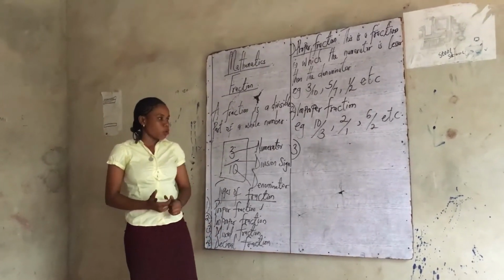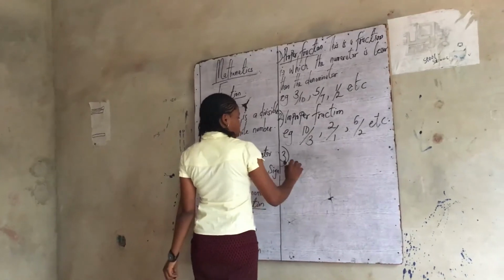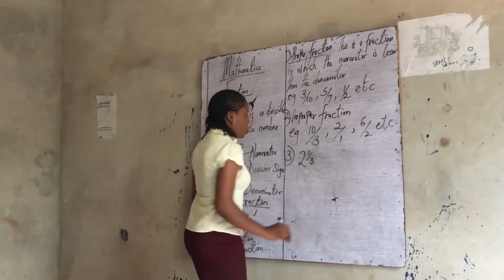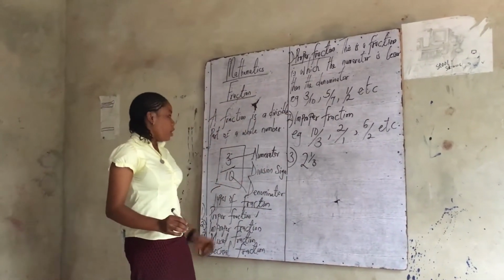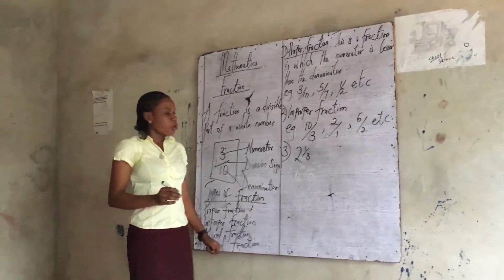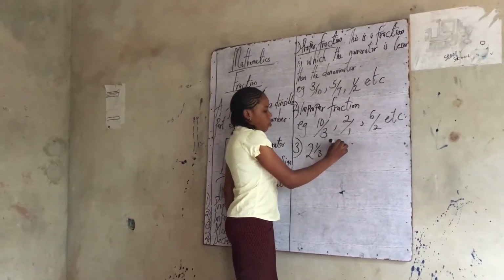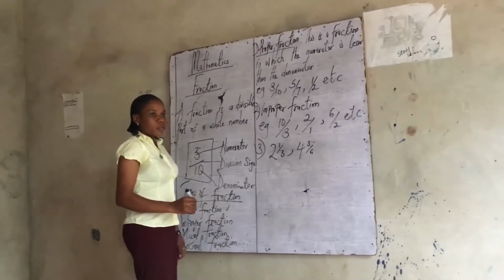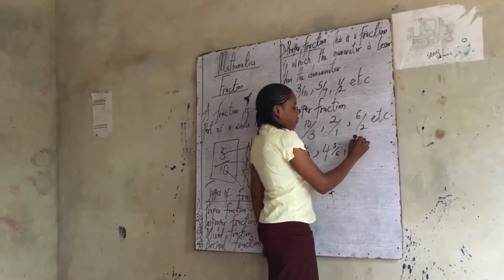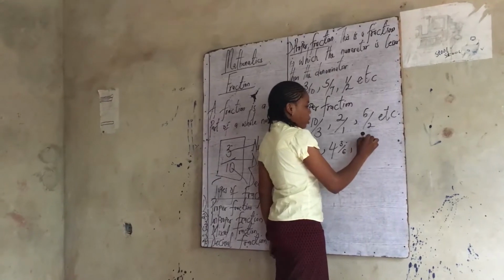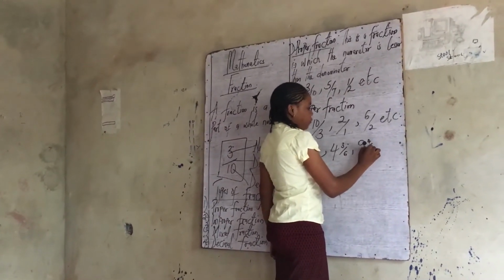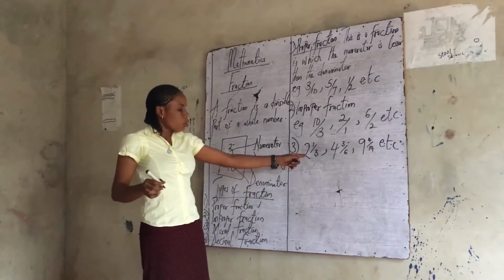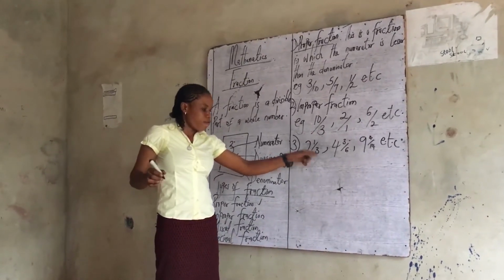A mixed fraction. For instance, I have a whole number 2 and a fraction 1/3. It's a good example of a mixed fraction. Another one is the whole number 4 and 3/6. Another one can be the whole number 9 and 4/14, etc. Can you now see that it's a combination of a whole number and a fraction?